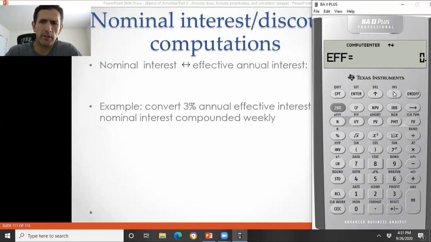We don't know what nominal interest is. I should say you enter whatever, and then hit the enter button, and then a little equation sign will show up here. Scroll down or up, doesn't matter. Get to what you need. We want 3% effective annual interest rate. 3, enter. So we go to NOM for nominal, not nom, I'm hungry. You hit compute.